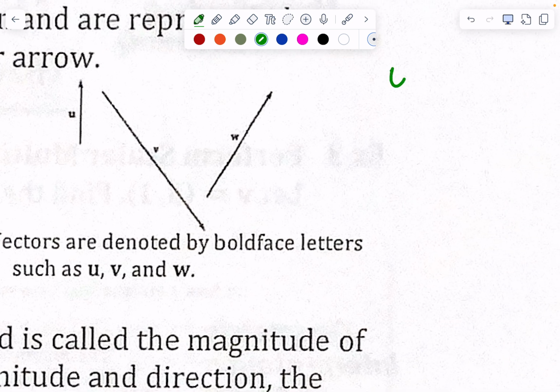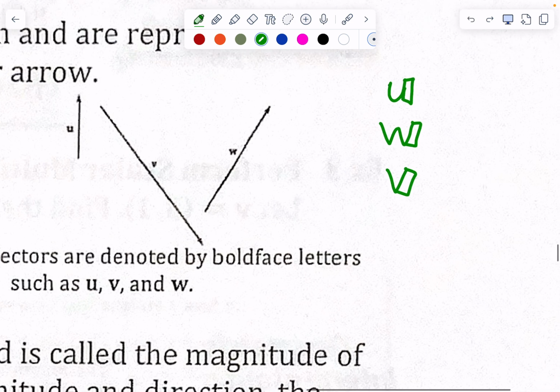So like vector U, they write it like this. Vector W, they write it like this. Vector V, they write it like this, right? I don't know. That's just how they do vectors. It's kind of like R, like all reals, which has a boldface R. Vectors are written with lowercase letters, with a little bolded area, right?